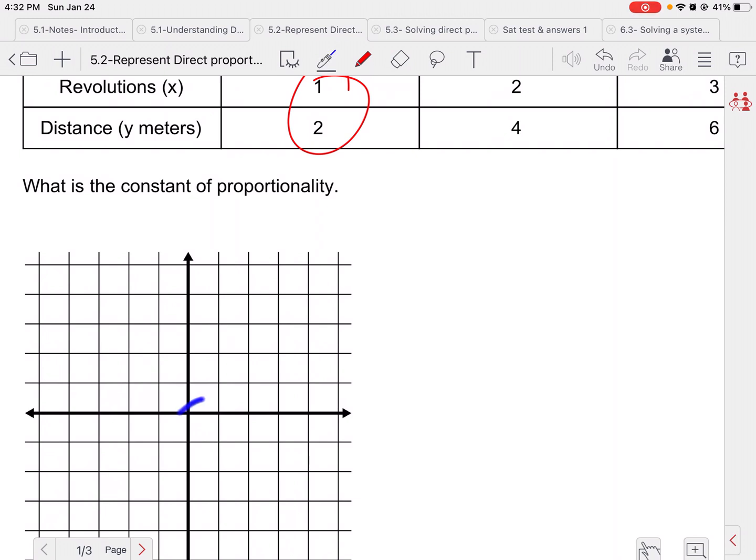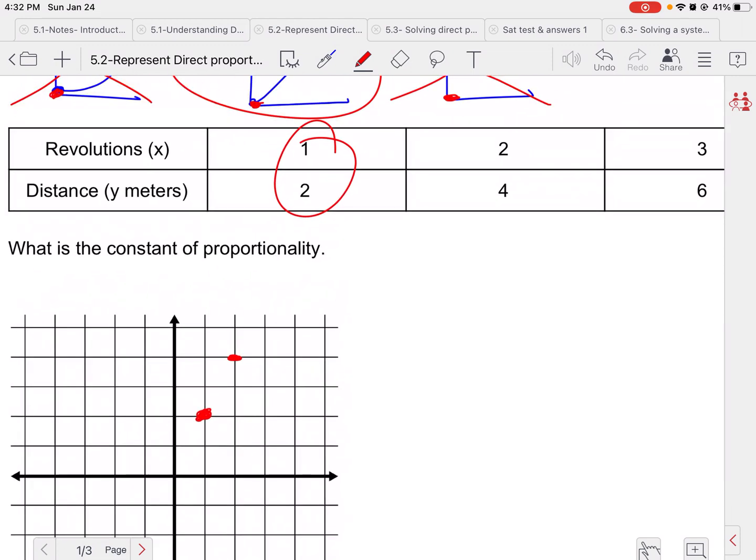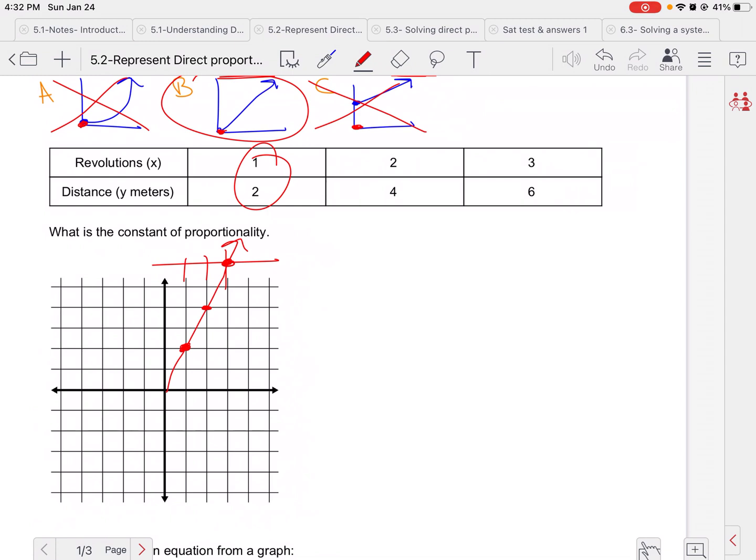So that means I go over 1, up 2, if you've forgotten how to plot points here. And then over 2, up 4. And I'm just going to draw one extra line here at (3, 6). So we'll just go up just a wee bit here, okay, and draw a line. Now I could have counted my graphs by 2, but that was just poor planning on my part. But adding one extra line is not a big deal.